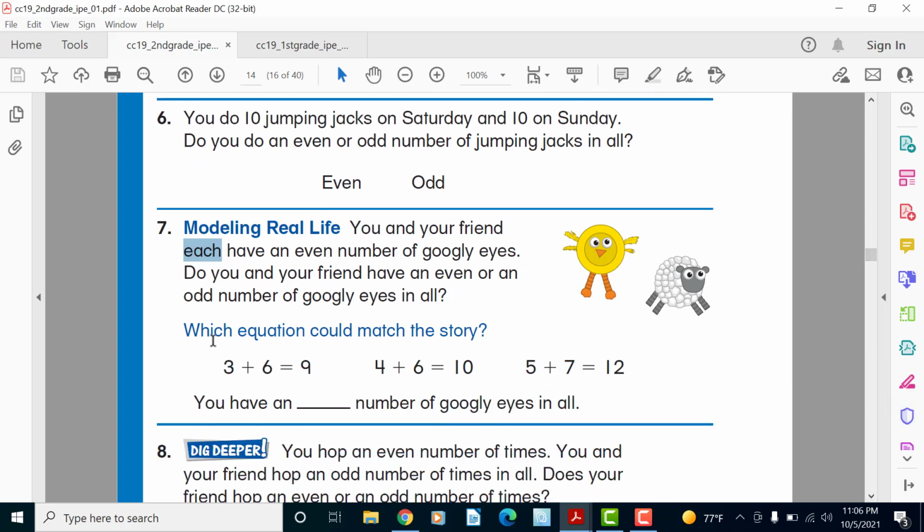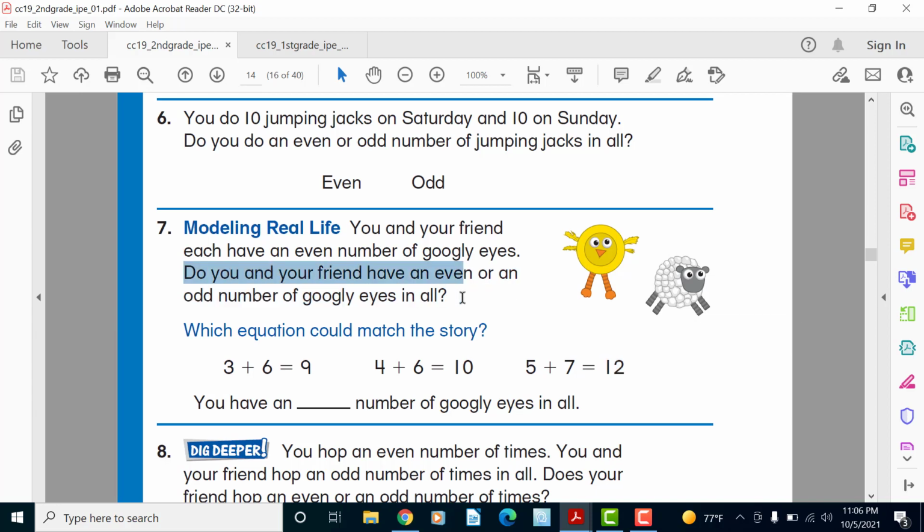But we still need to figure out which equation could match the story. 3 plus 6, is that even plus even? 4 plus 6, is that even plus even? 5 plus 7, is that even plus even? Circle the one that's even plus even. And then here, you're not going to put the sum. You don't write 9. You don't write 10. You don't write 12.